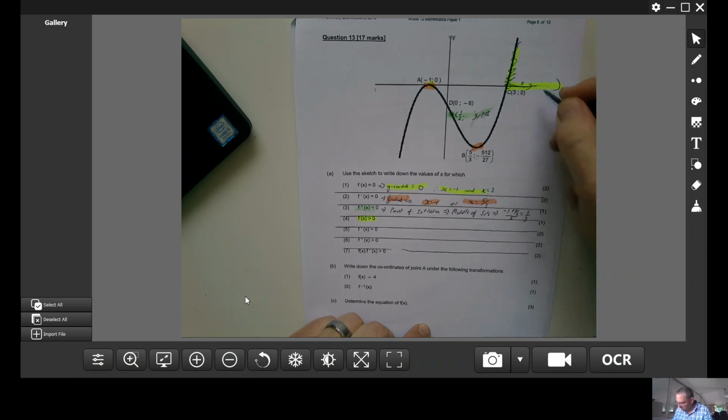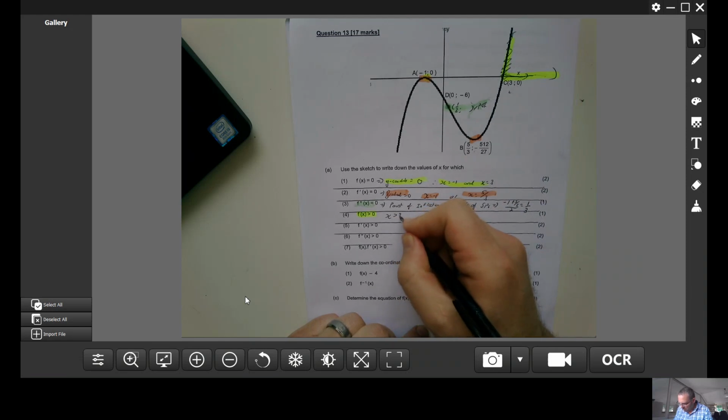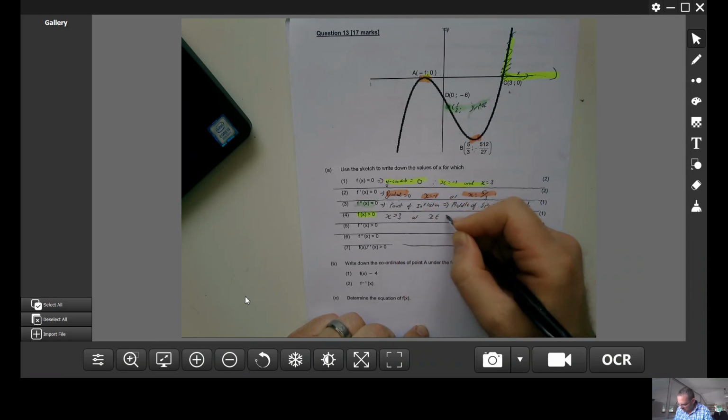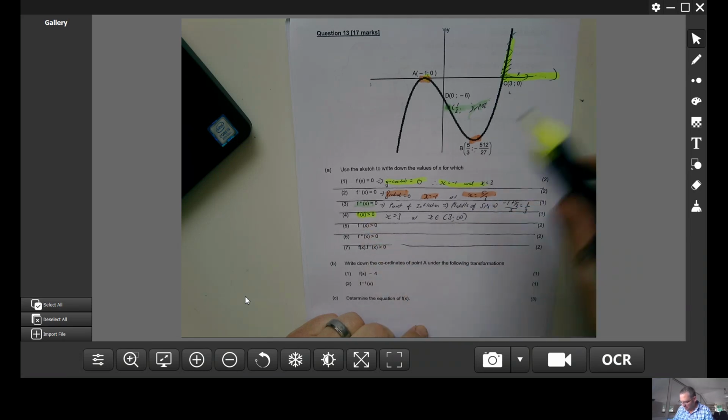So when are your y coordinates bigger than 0? To the right of that. So when x is bigger than 3, or you could write x is an element of (3, infinity). You can't include 3 because it's bigger than 3.